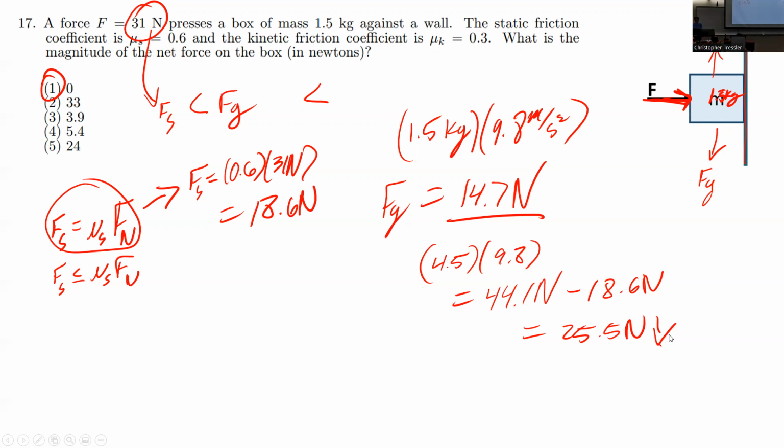So hopefully that makes sense to you guys. Yeah, what's up? So the 4.5 was just giving an example: what if the mass was 4.5 instead of 1.5? In that case, because it's a greater mass, the force of gravity would be greater than the maximum force of static friction upwards, which would mean it would actually be falling down, and we would have a net force.